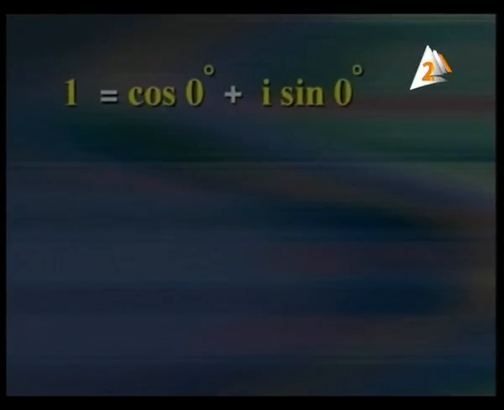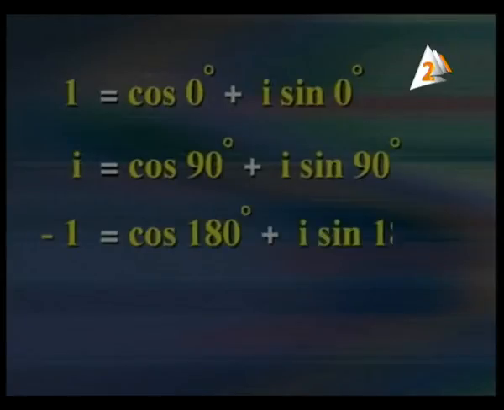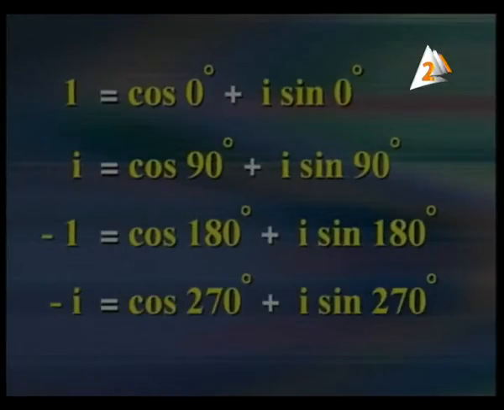Very important values to study, dear student. 1 equals cosine 0 plus i sine 0. i equals cosine 90 plus i sine 90. Negative 1 equals cosine 180 plus i sine 180. Negative i equals cosine 270 plus i sine 270. Remember, dear student, these are very important rules.